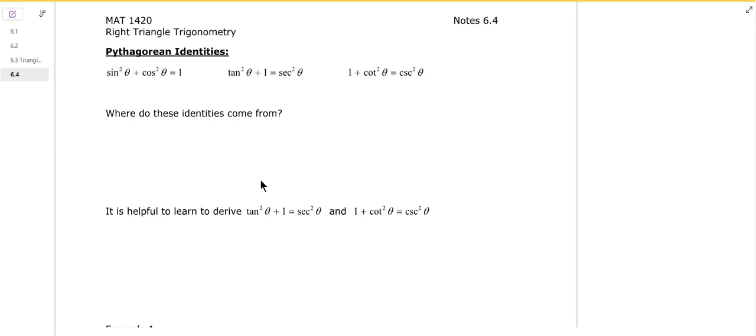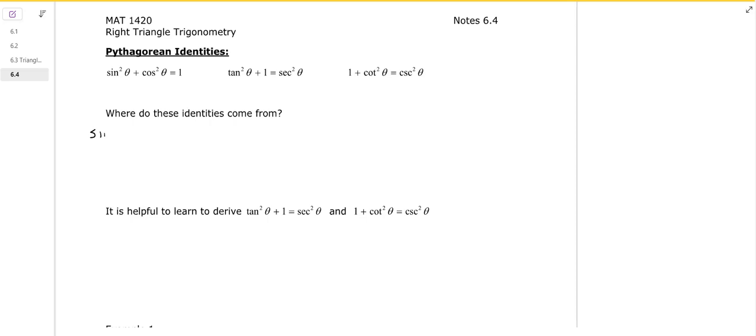And if you look at that, they've got something squared plus something squared equals something. So they've kind of got a structure of the Pythagorean theorem. So let me just show you where this basically comes from. Let's just do the sine squared, and then I'll show you how to derive the other two.